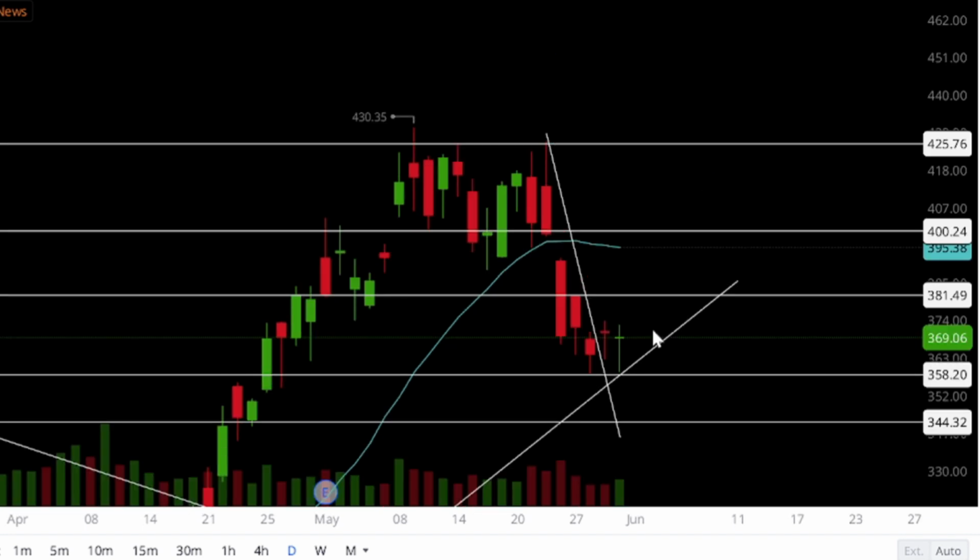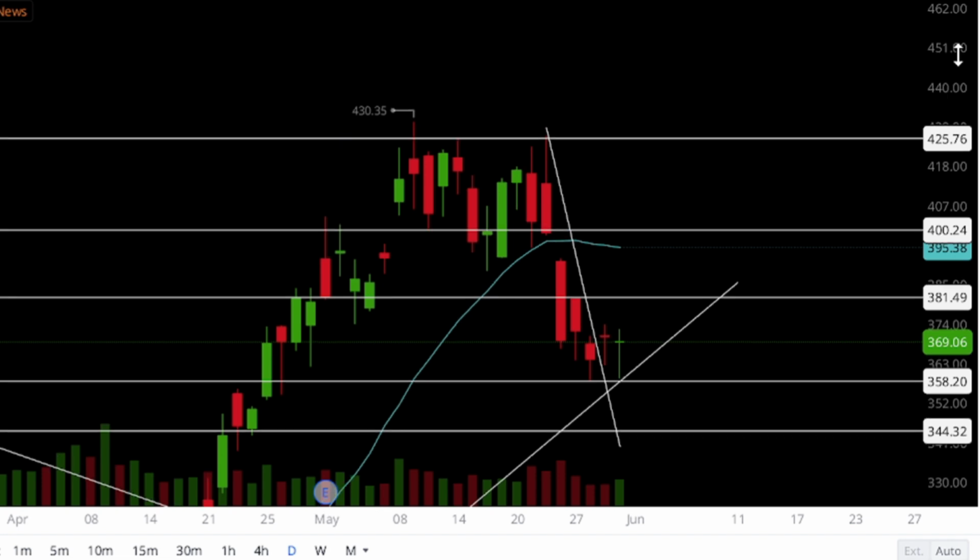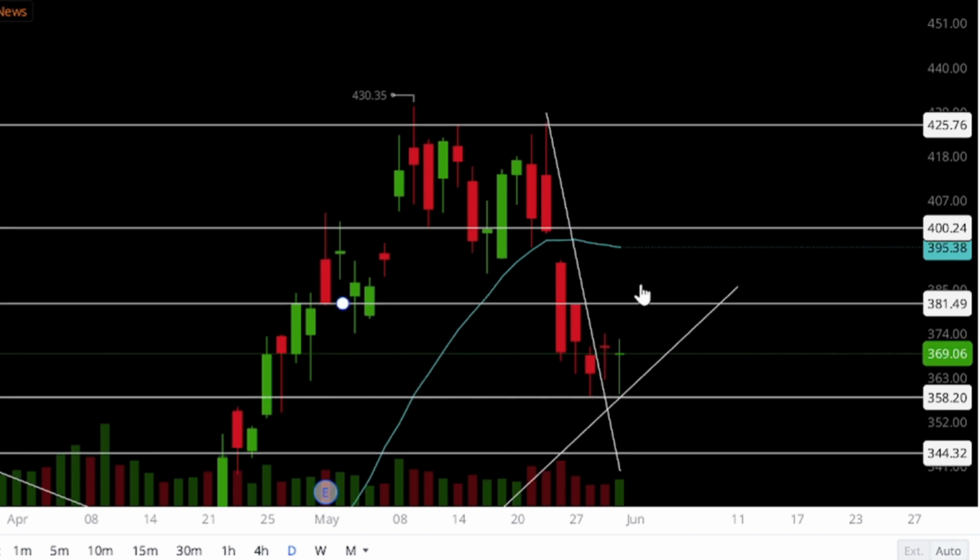Now, guys, if we do get above that 381.49 level and remain strong, it wouldn't be surprising to see a second leg up higher during these next couple of months to this 430, 425 level. Keep in mind, guys, what you want to be looking for here is a stronghold above that 381 level if we are in bullish territory.